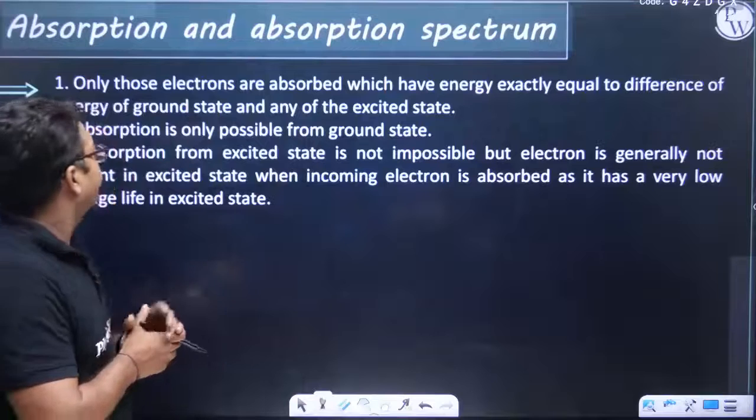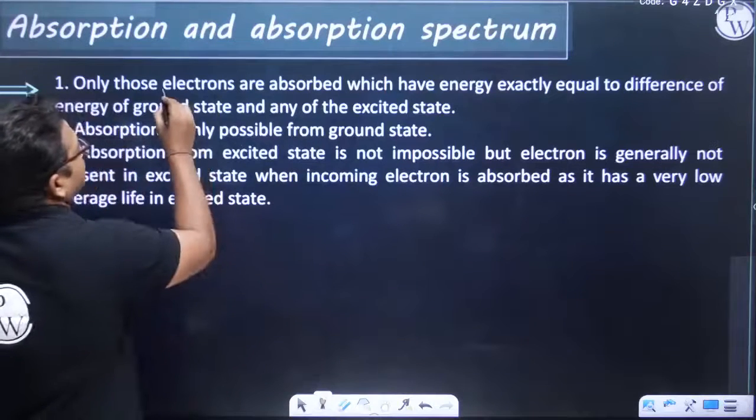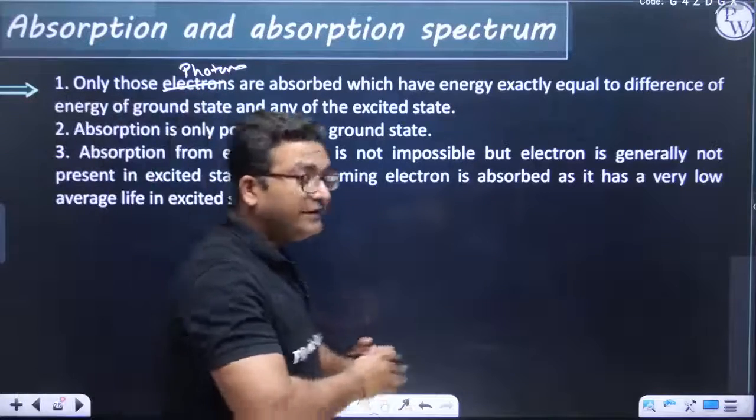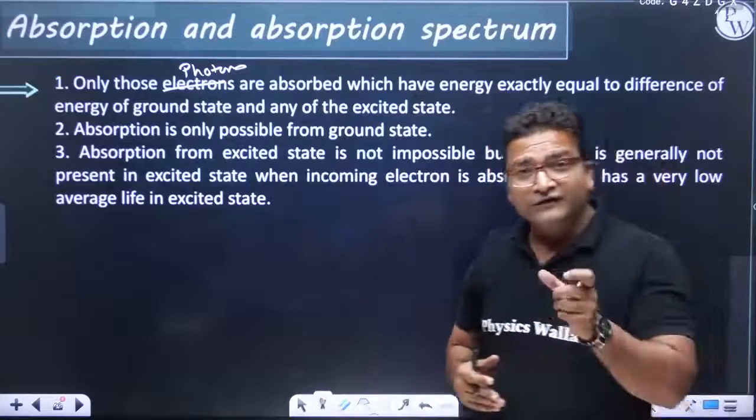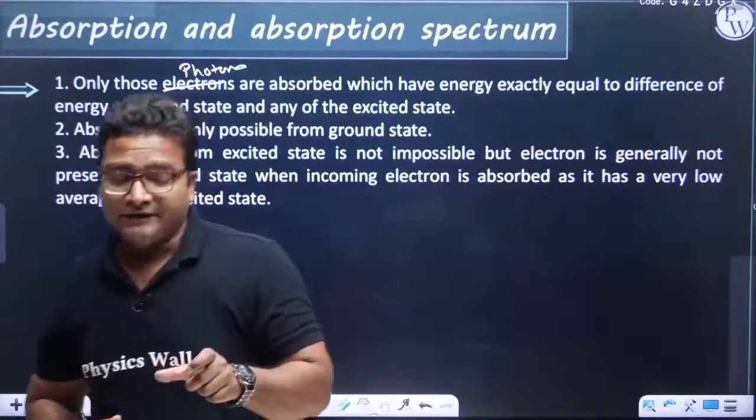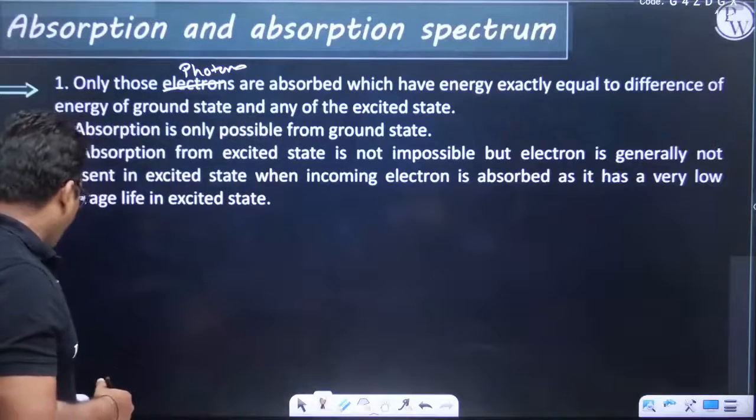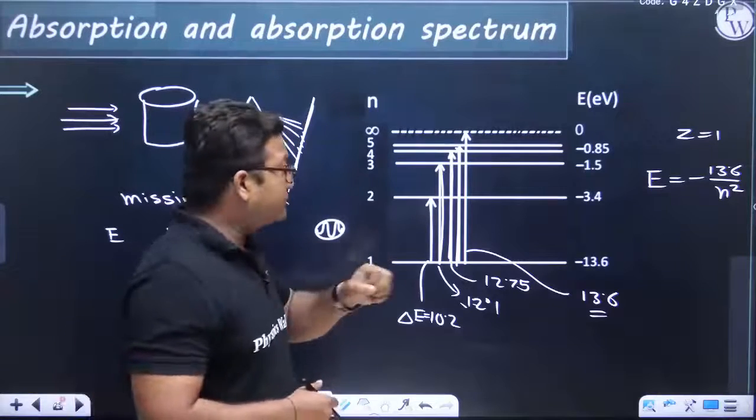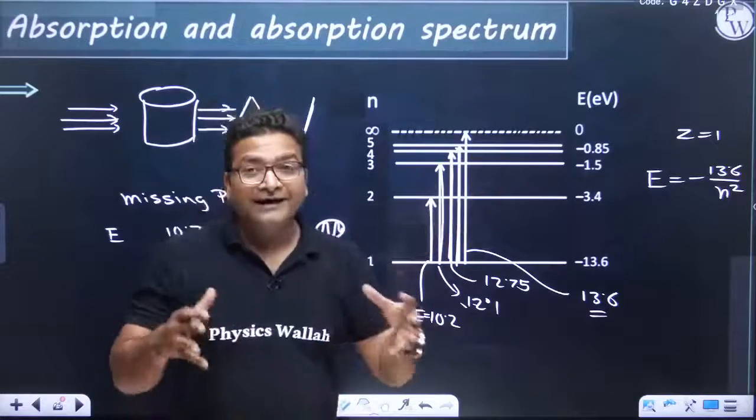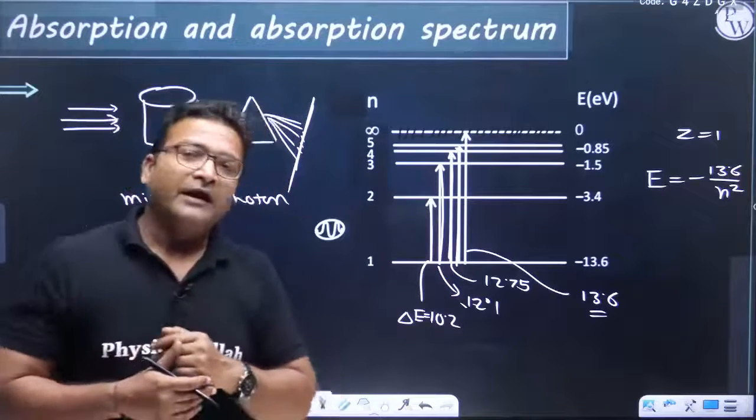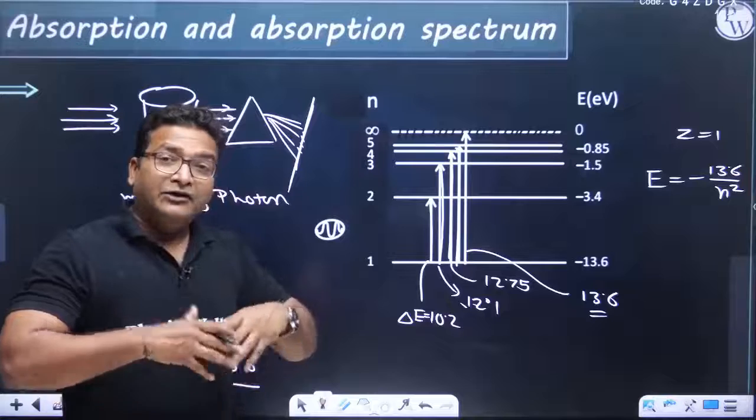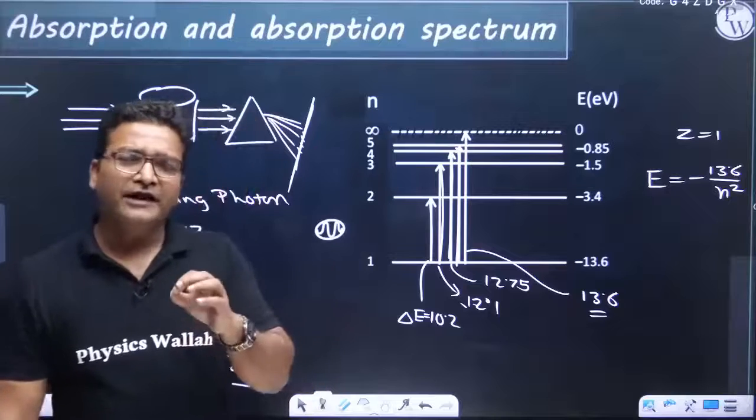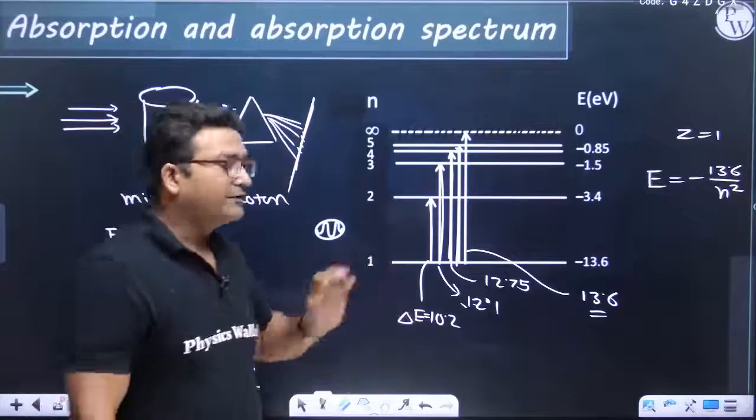So remember a few points. Only those photons are absorbed which have energy exactly equal to the difference between the energy of the ground state and any of the excited states. So why are photons of energy equal to the difference between 2 and 3, or 2 and 4, not absorbed? There is a reason behind it. Actually, the orbiting electron has the longest life in the ground state only.